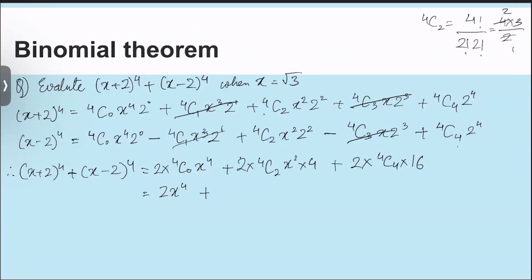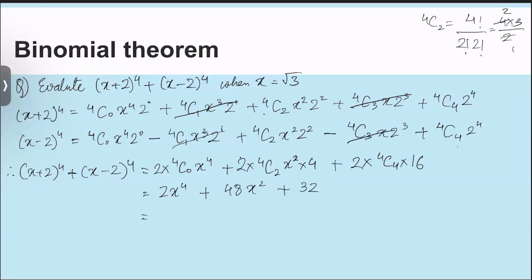You can directly multiply 6 with 4, so 6 into 2 is 12. So you have 8 into 6, so that is 48x^2. And then the last one, 4C4 is 1. So 16 into 2, so you have 32. There is no x term anymore in the last term.